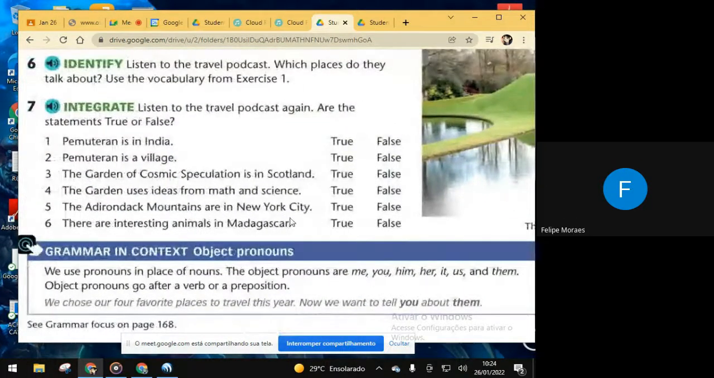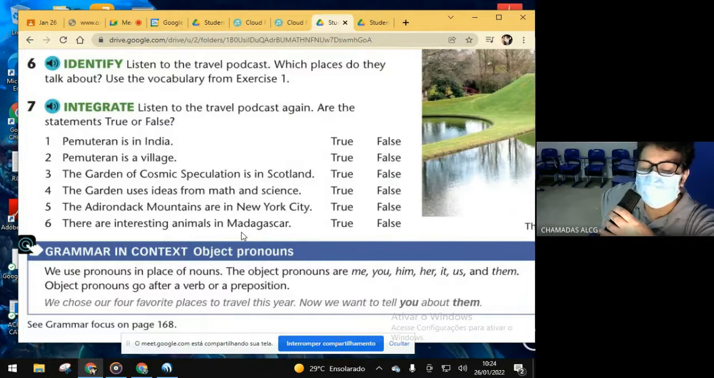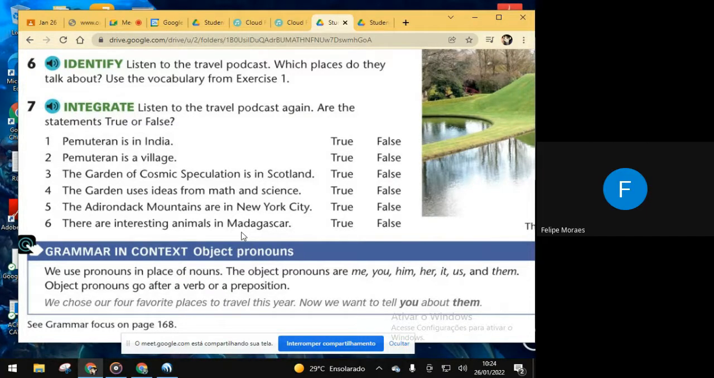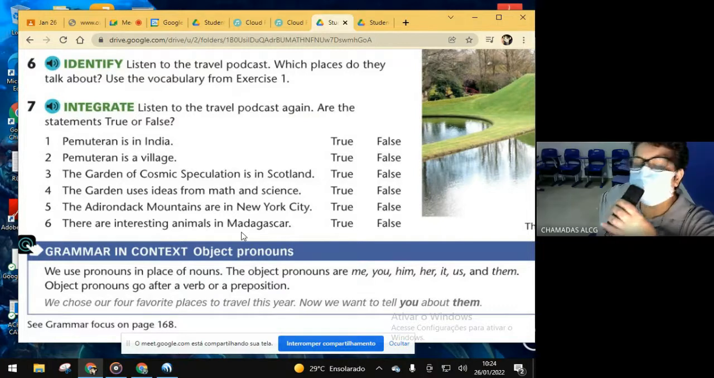I never saw this Adirondack, and I'm very curious about it. Me too. Because we are very used to thinking about New York City and going to Manhattan and everything else, but I never saw this Adirondack. Yeah, me neither. That's true.